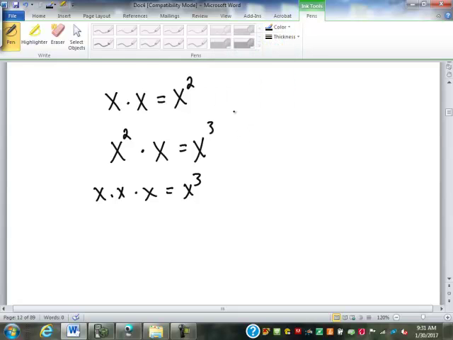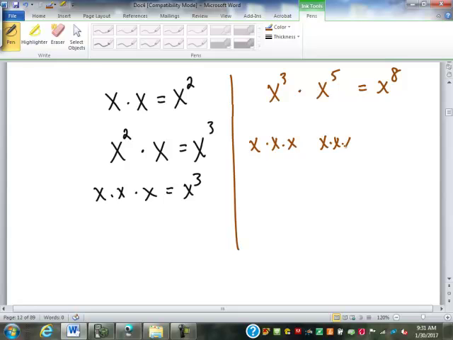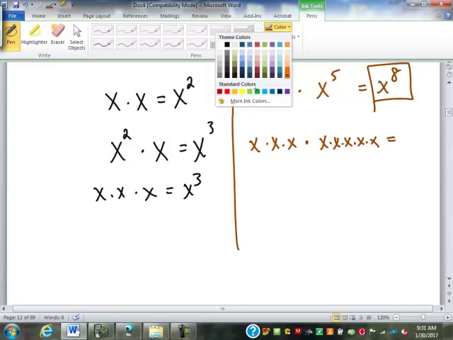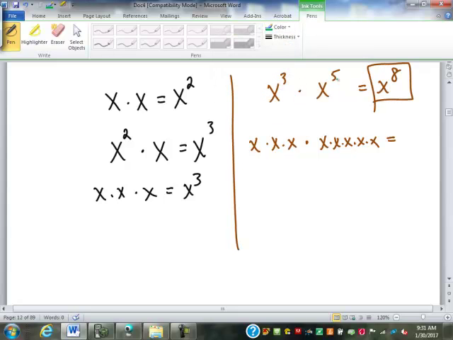What if we go a step further and have x to the third times x to the fifth? Okay, so a lot of you know the rule, it's x to the eighth. X to the third is just 3 x's multiplied together. X to the fifth is 5 x's multiplied together. And if we multiply them with each other, we now have 8 x's multiplied together. The shortcut is, when we multiply exponents with the same base, we can just add the powers. 3 plus 5 equals 8.